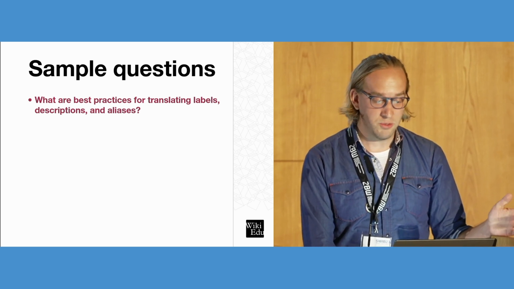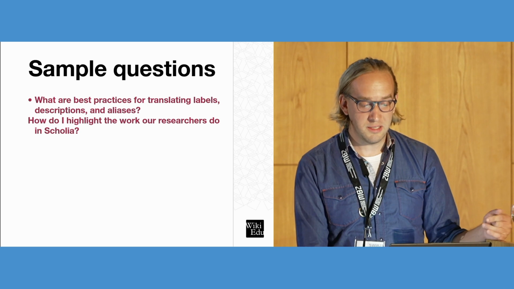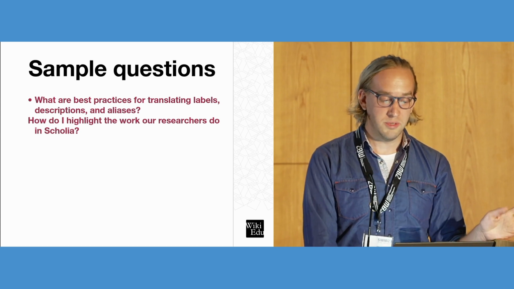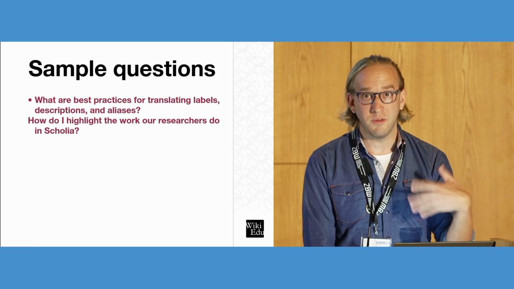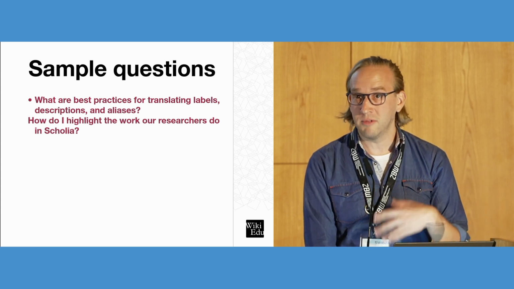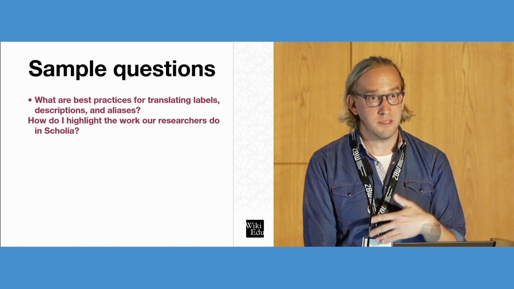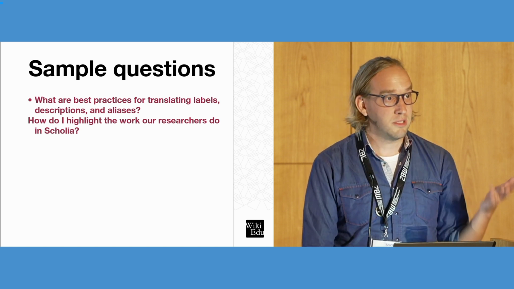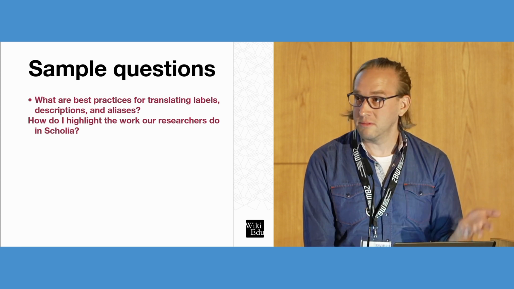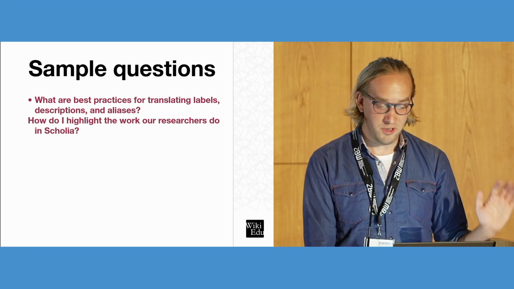And people wrote back, so translating labels, descriptions, and aliases. How do I highlight the work our researchers do in Scalia? And if you're not familiar with Scalia, it's a platform that gathers a lot of academic publication data and runs some queries automatically to show you insights about how they relate to funding, how they relate to institutions, how they relate to page counts and views. It's a very useful tool.